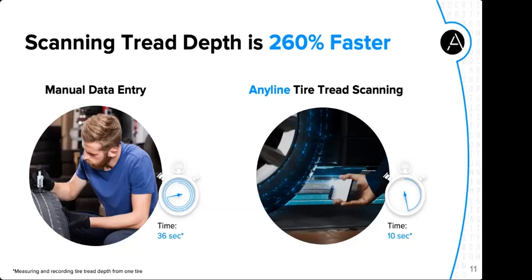And that's why we, with Anyline, believe that there is a huge efficiency gain. With our solution, it basically takes around 10 seconds to get the tire tread depth scanned. That means from actually scanning the tire to having it at the right place in your systems available.